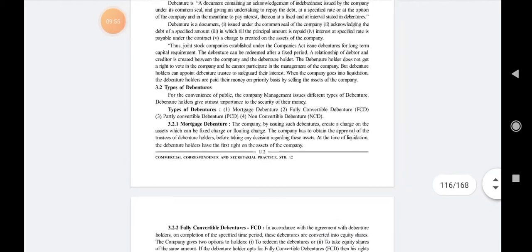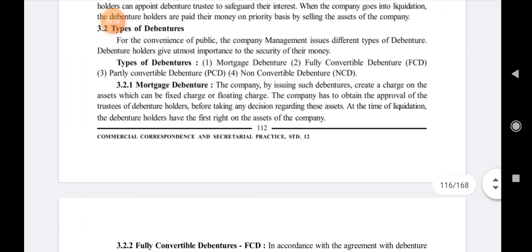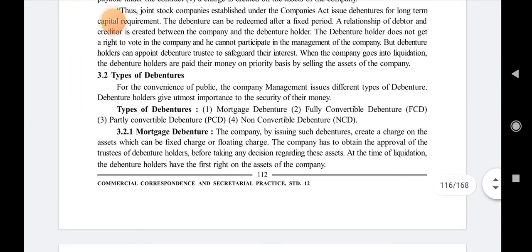Next one is the types of debenture. For the convenience of the public, the company management issues different types of debenture. See, for the company management, there are different debentures where you have to compulsorily go through the documents as well as the investment. The debenture holder gives utmost importance to the security of their money. For the security of their money, utmost importance should be given to the debenture holder.